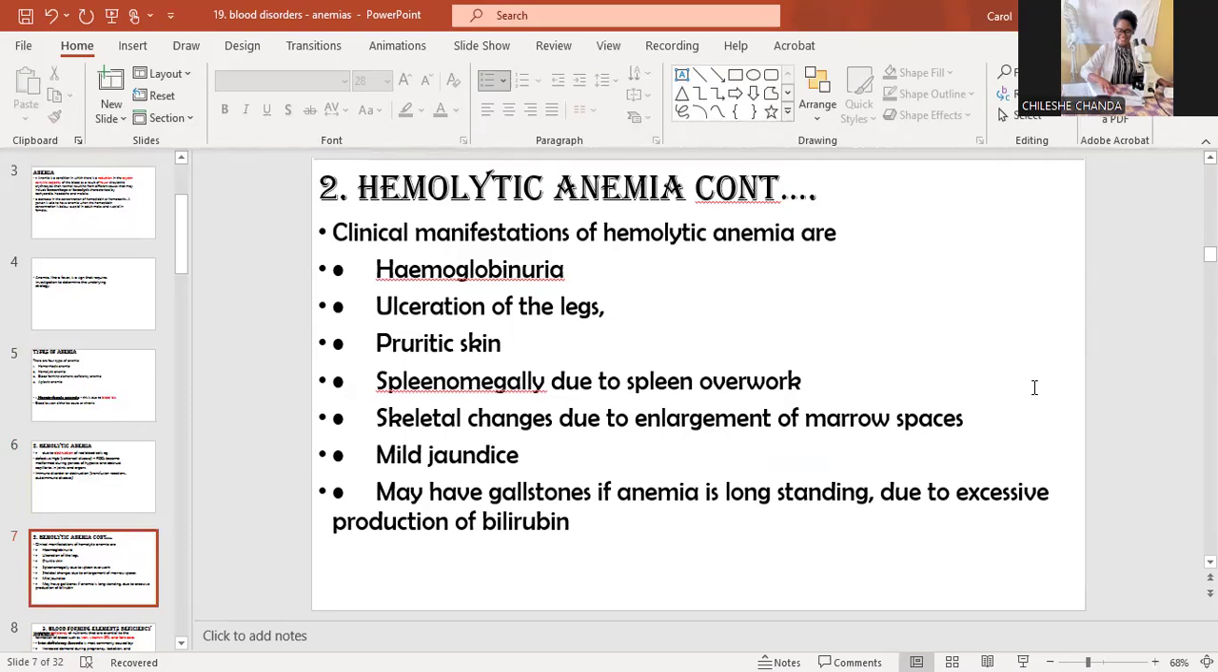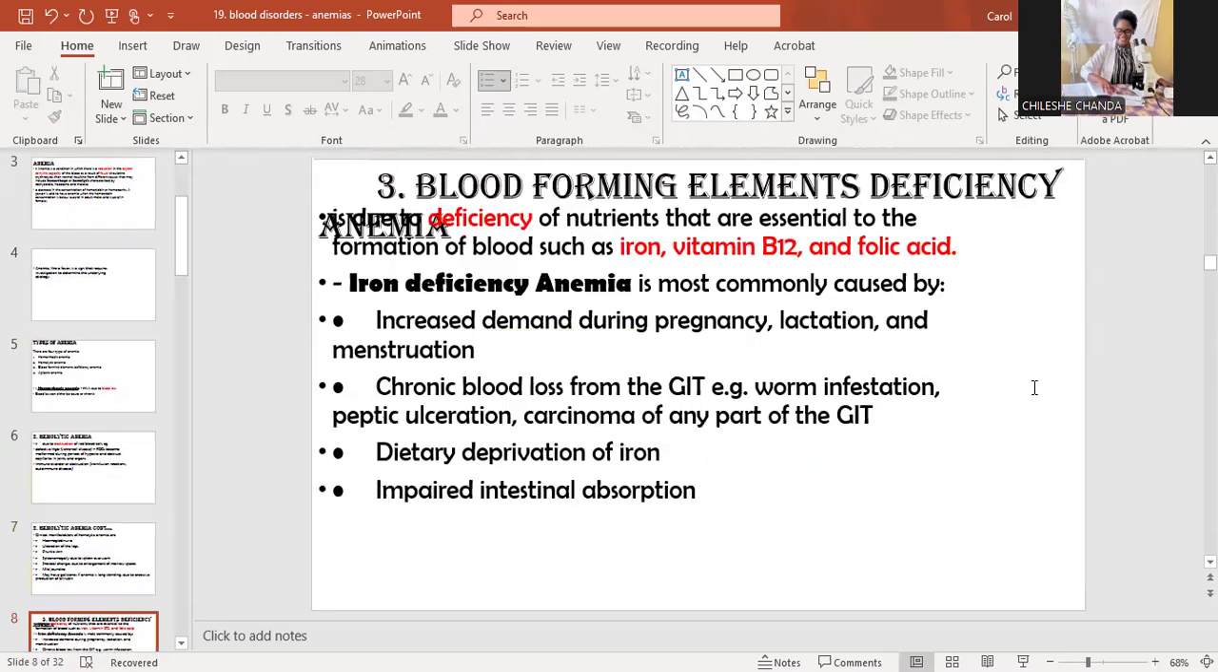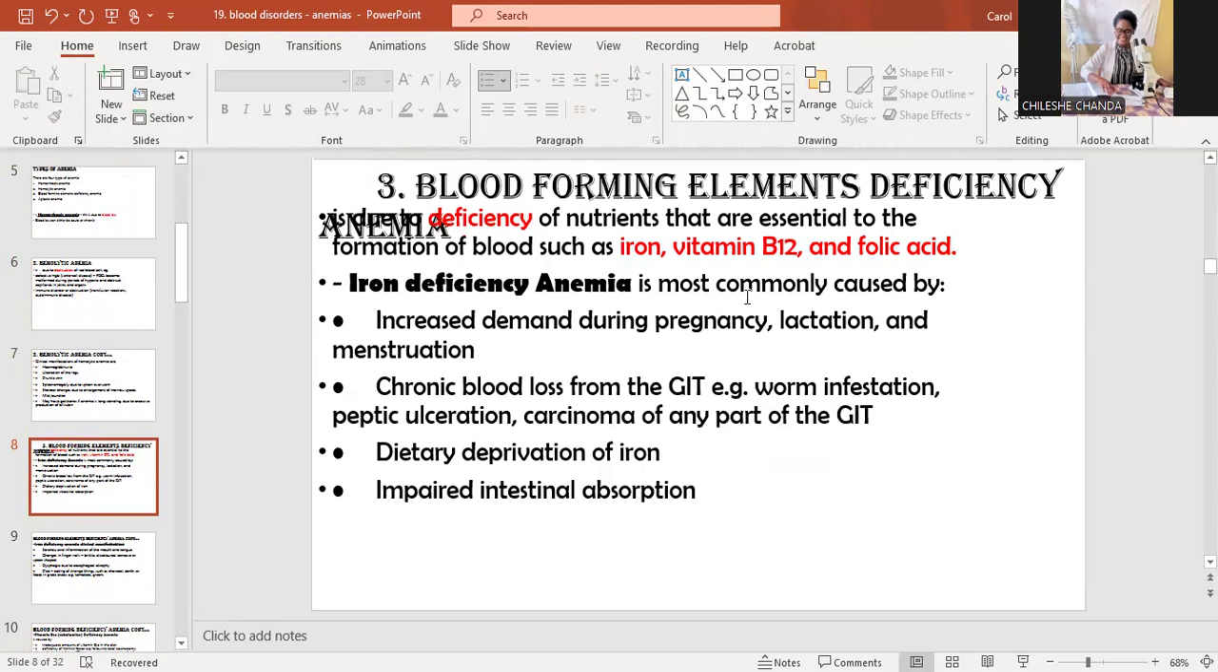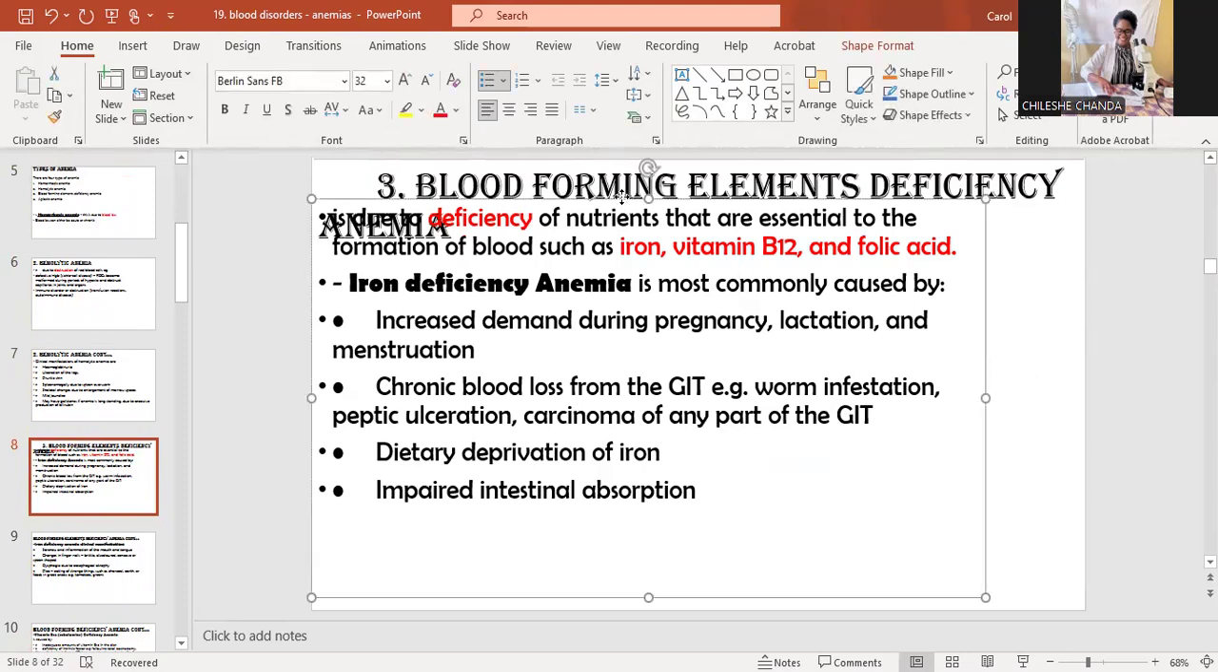The patient may also develop gallstones, okay? Gallstones are simply stones in the gallbladder. Okay, there's going to be excessive bilirubin, which is going to start forming stones.